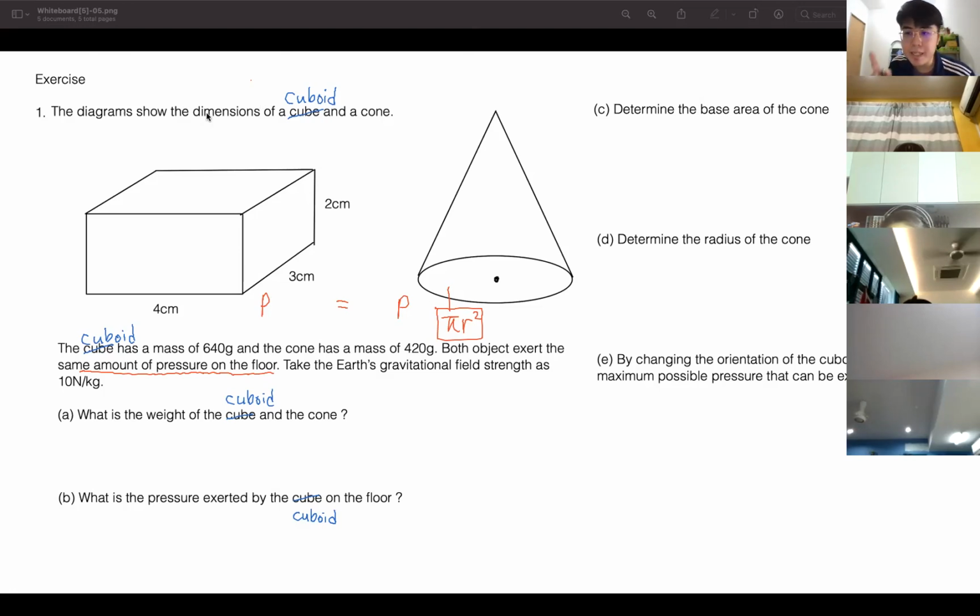Area of the cone, the base formula is pi r squared. We only take the base because that is the one in contact with the floor. So you're not taking the area of the entire solid, it's just the base. So the area is pi r squared.